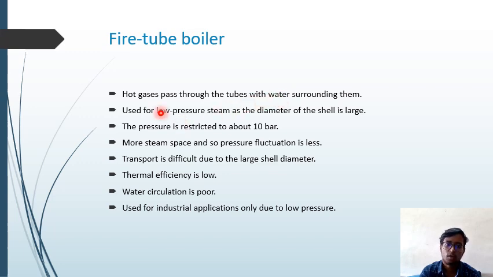Fire tube boilers are used for low pressure steam as the diameter of the shell is large. The pressure is restricted to about 10 bar. More steam space is required, so fluctuation is very less. Transport is difficult due to large shell diameter. Thermal efficiency is low. Water circulation is very poor. It is used for industrial applications only due to low pressure.